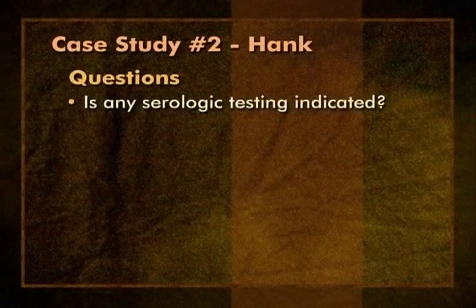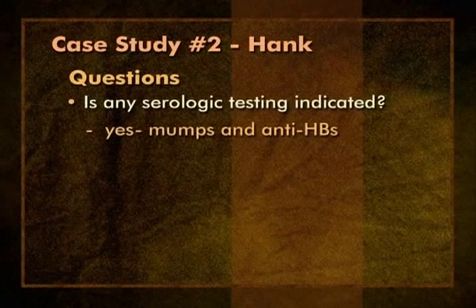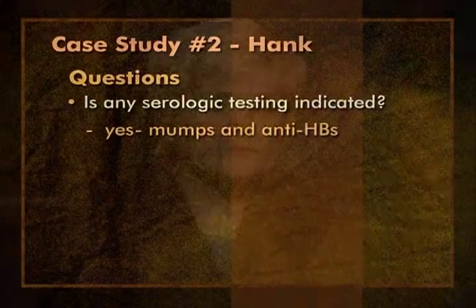Here is the third question about Hank. Is any serologic testing indicated for Hank? Yes. Hank should be tested for mumps IgG antibody and his response to hepatitis B vaccine with a test for antibody to hepatitis B surface antigen, or anti-HBs. He does not need measles antibody testing because one dose of MMR is sufficient evidence of measles immunity for persons born before 1957. If the anti-HBs and mumps IgG are positive, then Hank can be considered immune to hepatitis B and mumps. If the anti-HBs is negative, Hank should receive three more doses of hepatitis B vaccine and then be retested 4 to 6 weeks later.